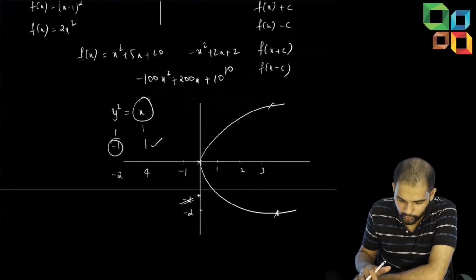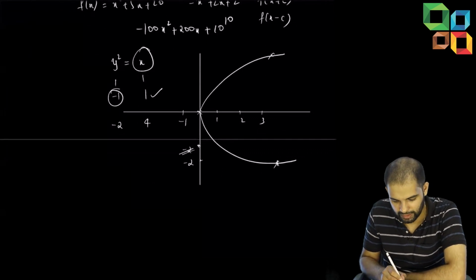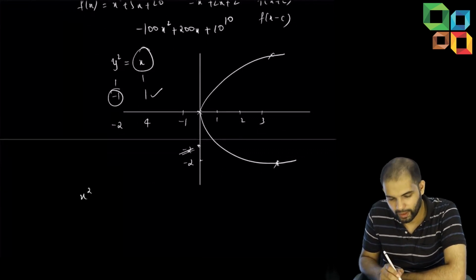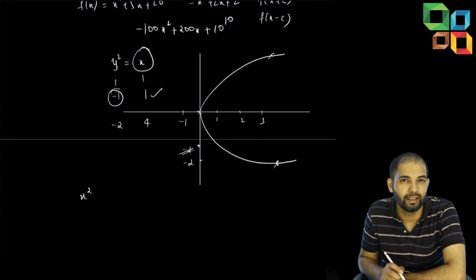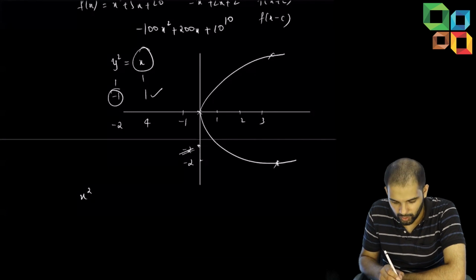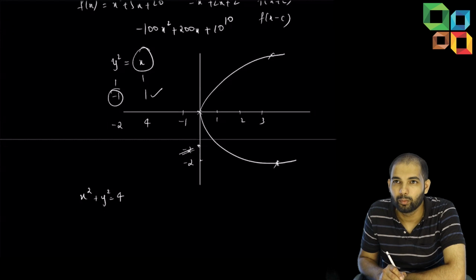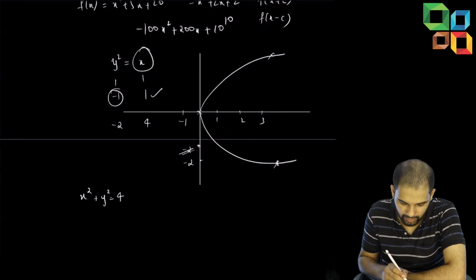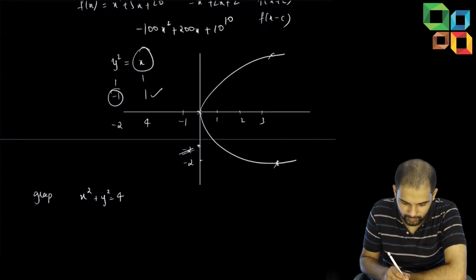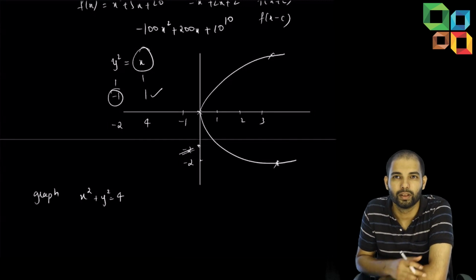Okay, if it's fine, what about this equation? I had a degree 2 equation in x. The other example was a degree 2 equation in y. Now what if I have say x square plus y square equal to 4? So both are degree 2. How will the graph look like? Can you try this now? Again, graph of this.